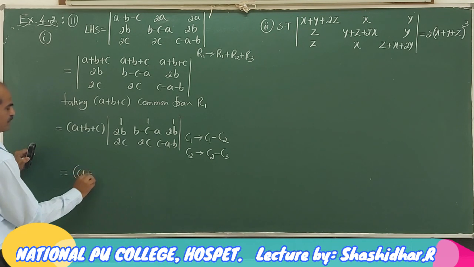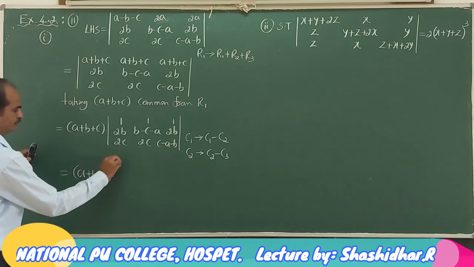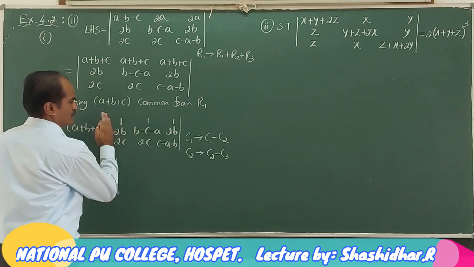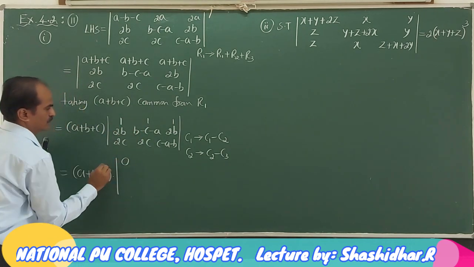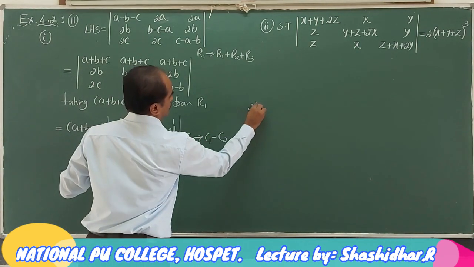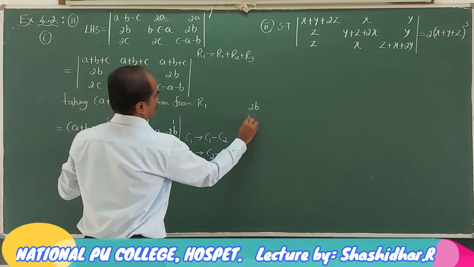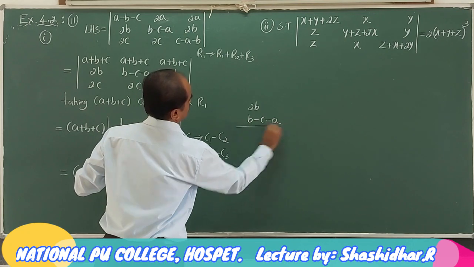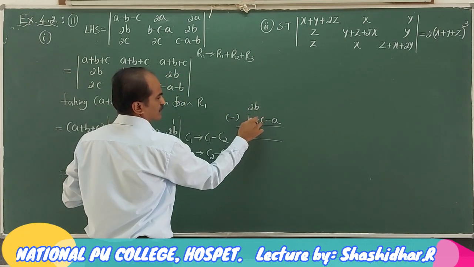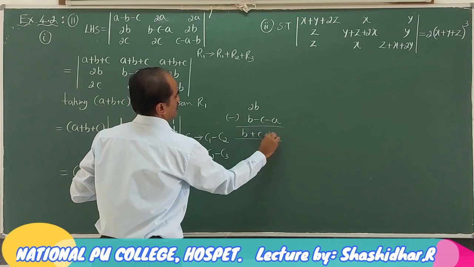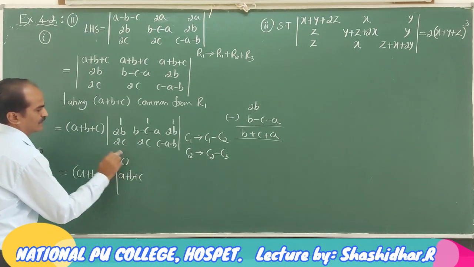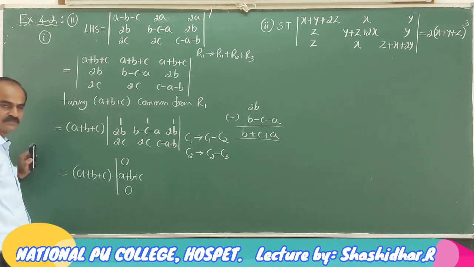Now a plus b plus c into first column changes to column 1 minus column 2: 1 minus 1, 0. 2b minus of this. You see here in 2b I had to subtract b minus c minus c. We are subtracting 2b minus b, b, 0 minus of minus c plus c plus c. Nothing but a plus b plus c you get. Here 2c minus 2c, 0.